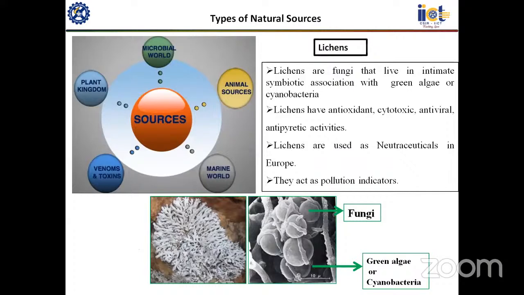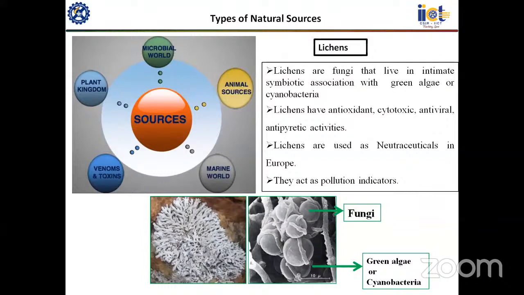So these are the main natural sources: plant kingdom, microbial world, animal sources, marine world, and venoms and toxins. Every source has contributed a lot in the form of medicines. Among these, the plant kingdom has served a lot in the form of traditional medicine like Ayurveda, Siddha, and Unani. In the microbial world, the best example is penicillin, which was discovered from microbial sources. Some drugs have also evolved from animal sources; the best example is epibatidine, discovered from the frog and other animals. In the marine world, the majority of the antibiotics and anti-cancer drugs in the present market have originated from the marine world. And of course, from venoms and toxins also, some drugs have been discovered.